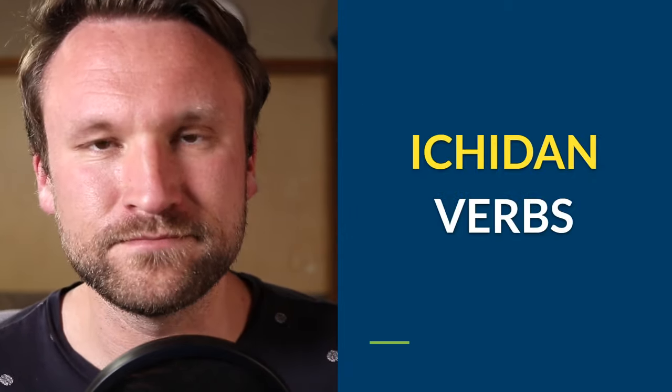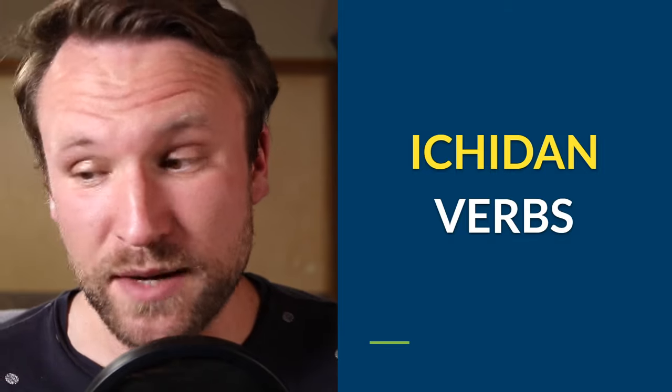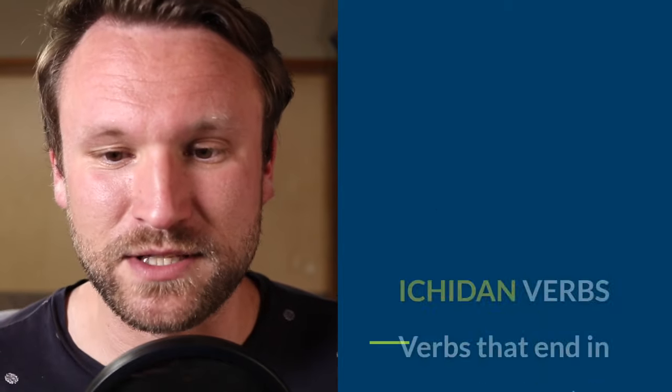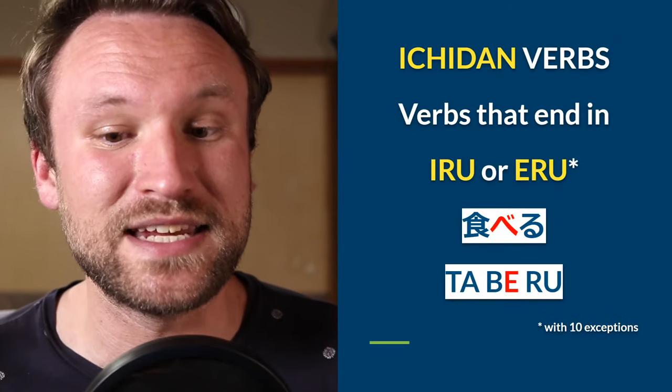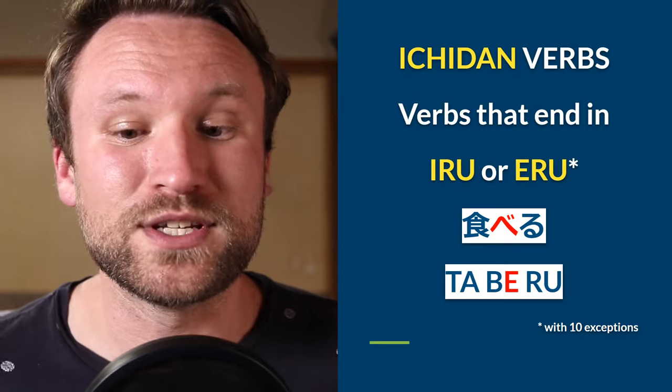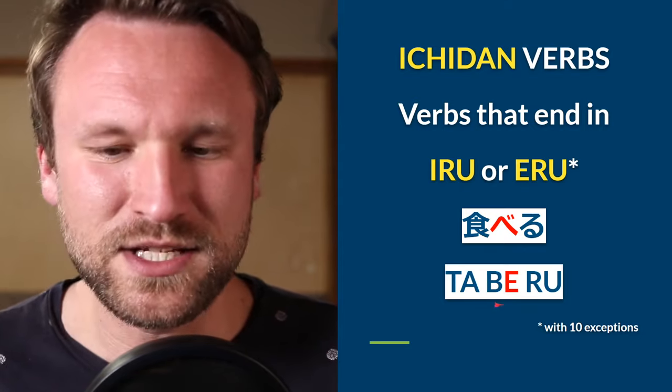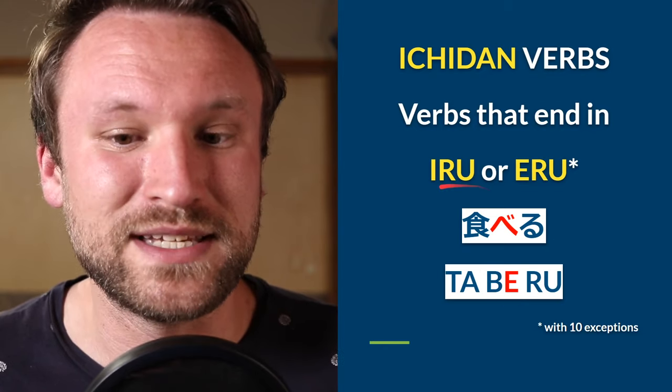So ichidan verbs. I'm sorry I'm going through this so fast, it's very straightforward because we already covered all the stem stuff last week. Ichidan verbs are verbs that end in either iru or eru, which is very easy if you write them out in romaji. This is the only time I recommend ever using romaji, and that is when you're trying to figure out whether a verb is an iru or eru verb.